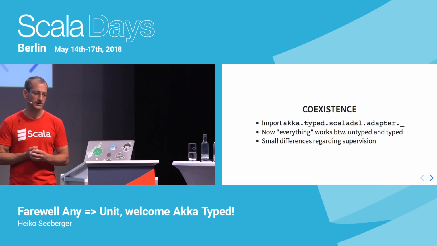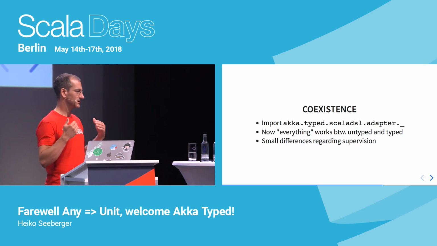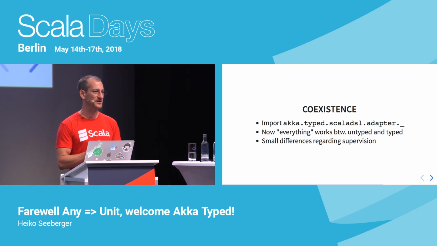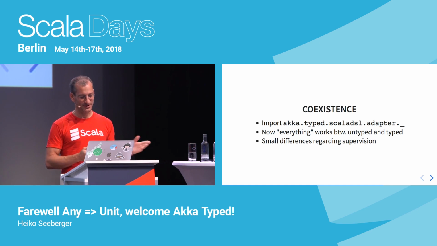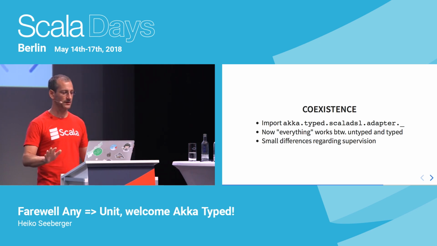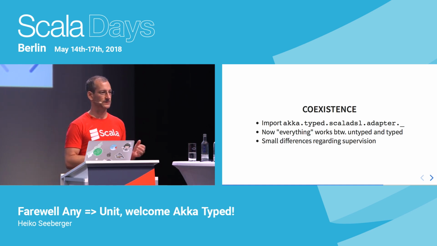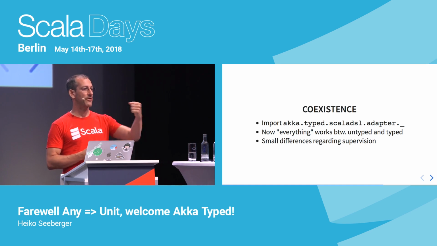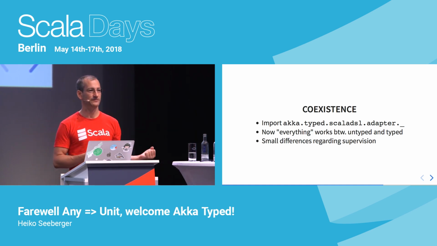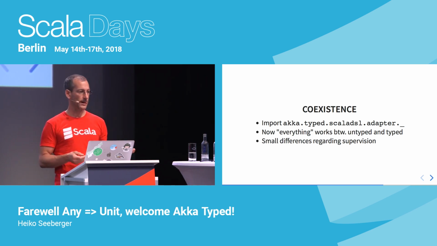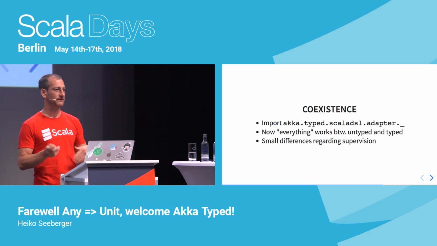What I really like about Akka Typed is that it can completely coexist with the untyped. So there's only friendly competition amongst them. So if you import the various methods defined in this adapter package object, everything between untyped and typed will work. For example, you can use an untyped ActorRef where a typed ActorRef is expected, and vice versa. So you can send a message from a typed actor to an untyped actor, or an untyped actor can watch a typed actor, and vice versa.